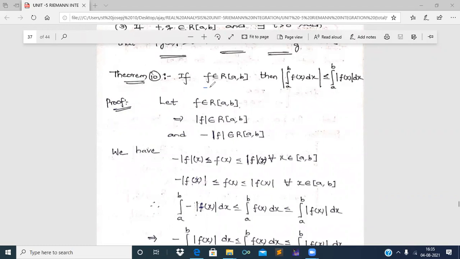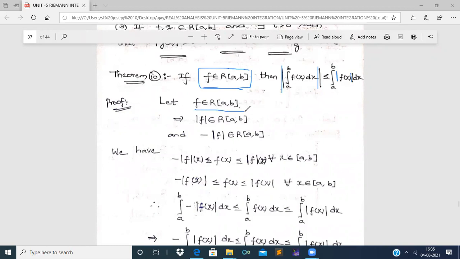Let us prove the statement: if f is Riemann integrable on the closed interval [a, b], then assuming this, we have to prove that the modulus of the integral over a to b of f(x) dx is less than or equal to the integral over a to b of mod f(x) dx. So let us take this assumption.